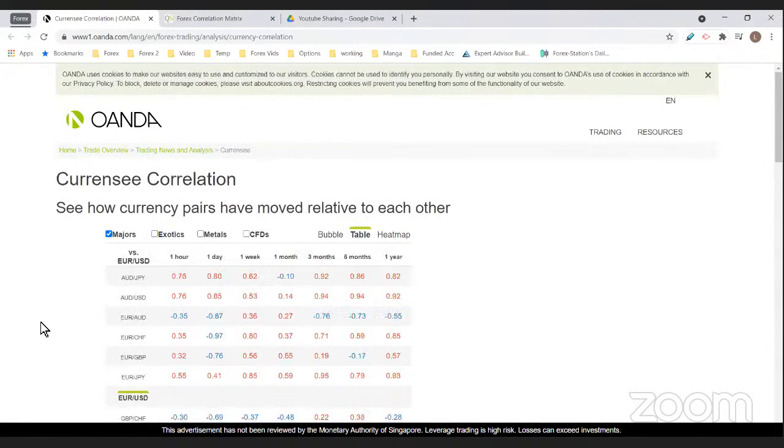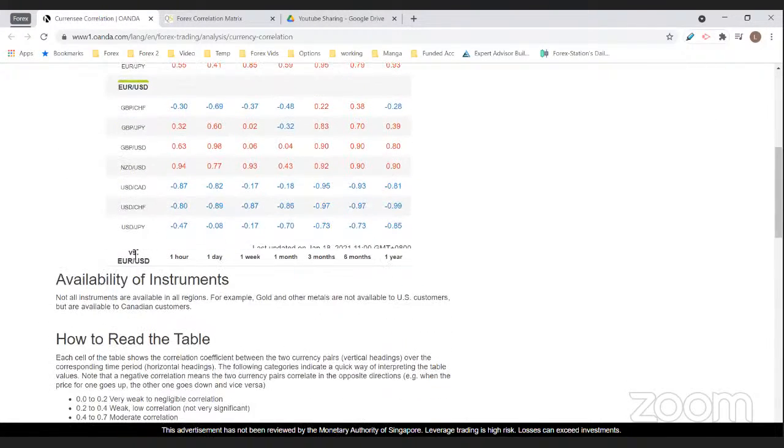Uncheck the exotics. All right. So euro dollar, being that euro is the first one, it has to be negatively correlated with the dollar pairs: dollar CAD, dollar Swiss, and dollar yen. And my suspicion is right.